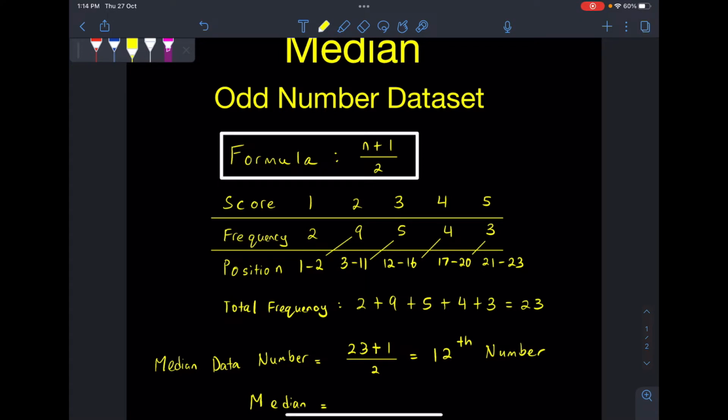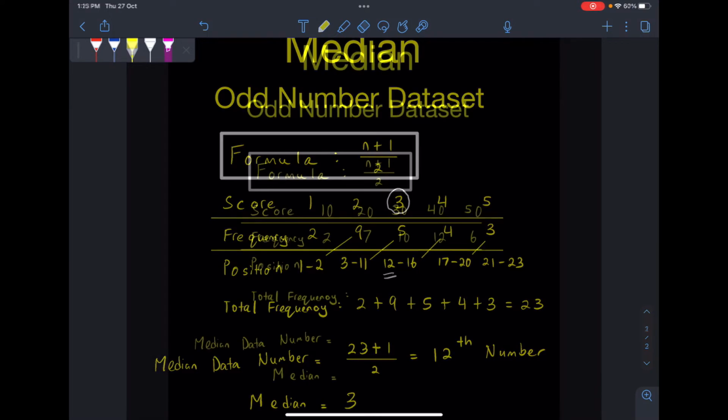All that I need to do now is find where that 12 is. And I can see it's right here, right, in the position. This is the number 12, all right? So relate it to the score, which is the number above. So the median is just going to be the number 3. So we're just going to write down 3 for our median. So that's how you do odd number data sets. We'll be doing even number next.